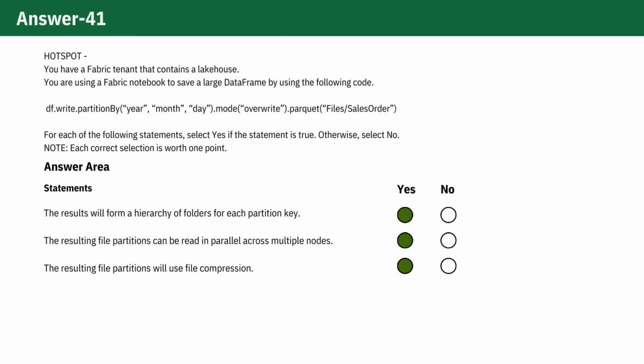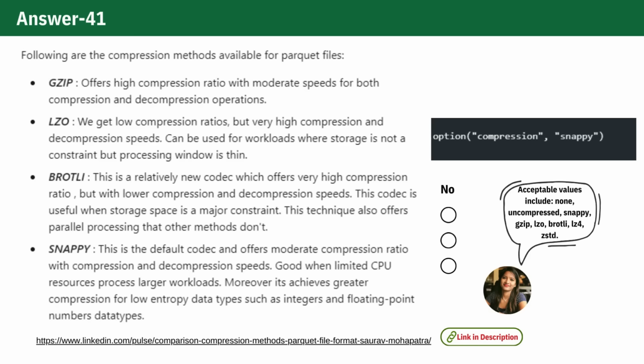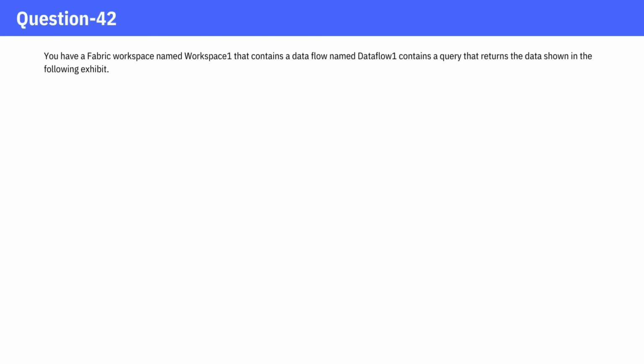Parquet files employ snappy compression by default, which means compression is automatically handled without requiring any additional code. However, if needed, you can specify the compression type explicitly using option compression snappy, or choose a different compression codec to suit your needs.